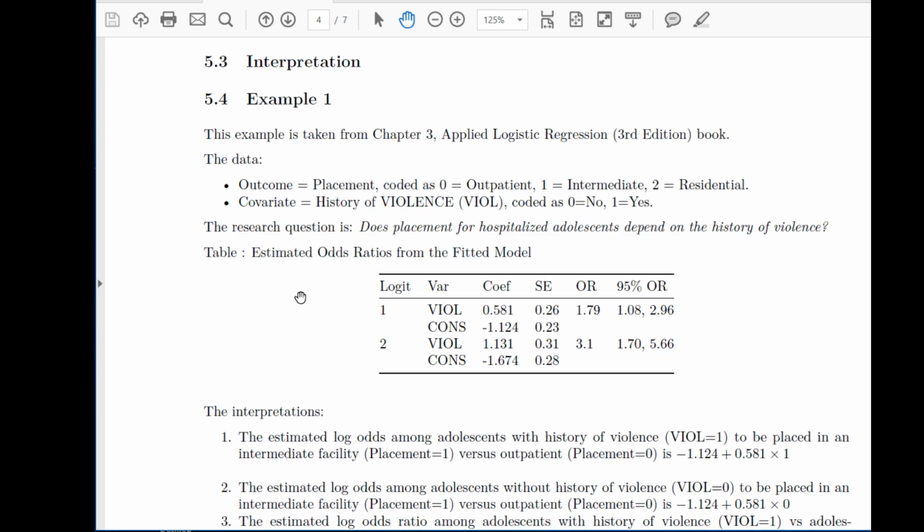Interpretation. This example is taken from chapter 3 of the Applied Logistic Regression book by Hosmer and Lemeshow. It is very important for you to read the chapter. In the example, the data has an outcome named placement, coded as 0 outpatient, 1 intermediate, and 2 residential. And the covariate is history of violence, VIOL, coded as 0, no, and 1, yes.